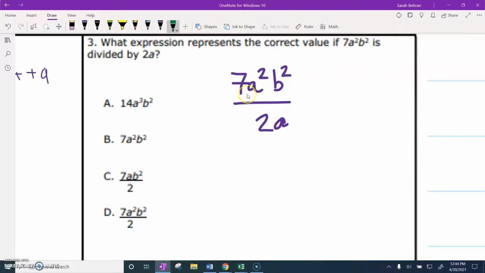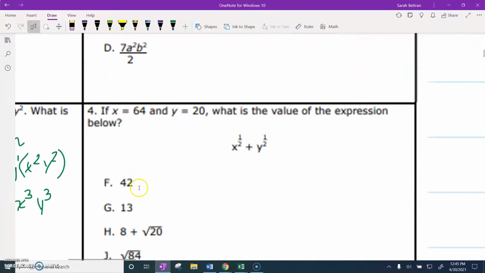So now that you've had a minute, 7 divided by 2, I can't really simplify that, so that's just going to stay as it is. But I can simplify the a's. I've got a 2 here, an invisible 1 here. 2 minus 1 is just 1, so I'm just going to put a. And there's no other b's, so it just comes along for the ride. And so my answer looks like it's going to be C.